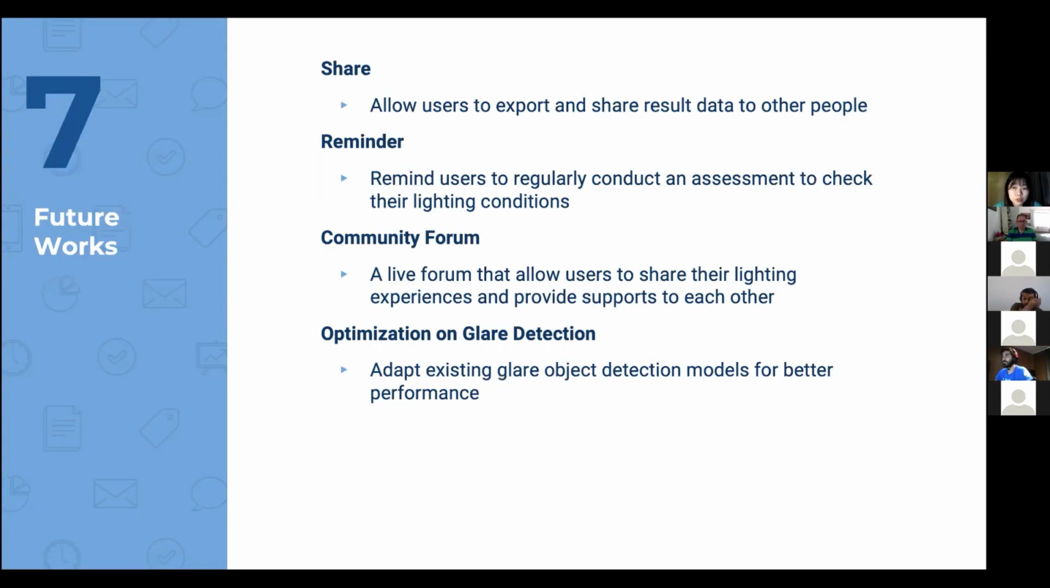So here are the 4 additional features that we will implement if work were to continue. The first one is a sharing feature, which allows users to export and share result data with other people. In addition, a reminder feature will perfect our app by reminding users to regularly conduct an assessment to check their lighting conditions. A community forum is also a good function, where users can share their lighting experience with each other. Finally, there's still room for the glare detection feature to be optimized.